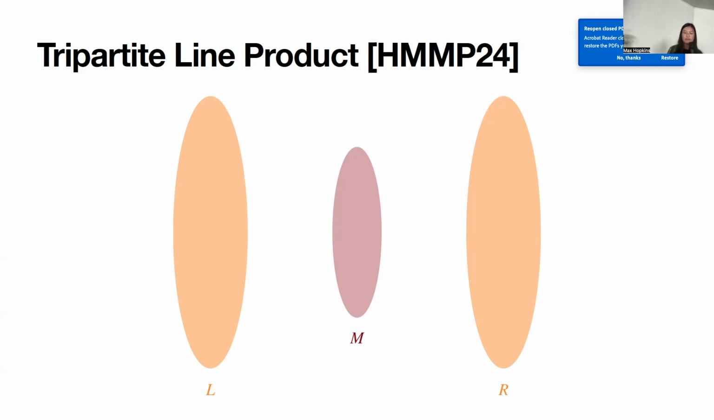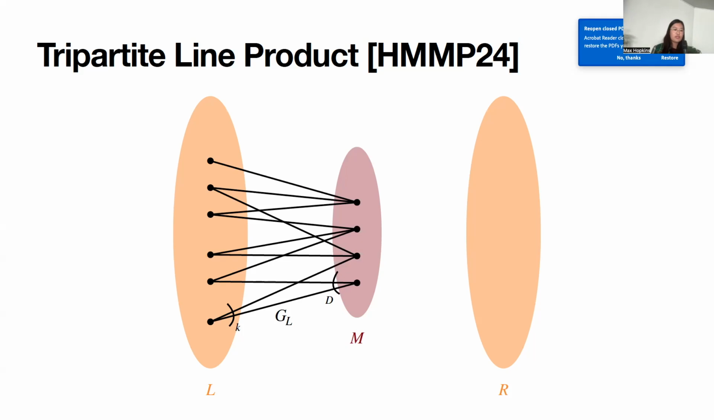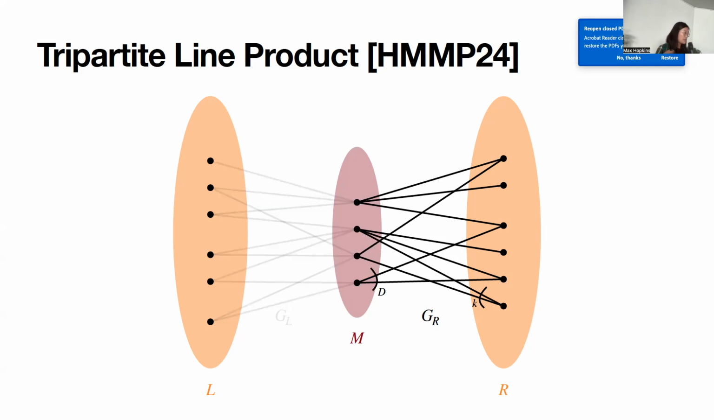So how is the middle related to the left and the right? Well, between the left and the middle, you just think of there being a graph G_L, which is K by big D biregular. And similarly on the right, there's going to be a graph G_R, which relates M to R, which is D by K biregular. You should think of K as being much smaller than D. So maybe in your head, you can think of K as being like 4 or some smaller constant, and then D should be much larger, but still a constant. We're going to call the graphs G_L and G_R the base graphs of this construction.